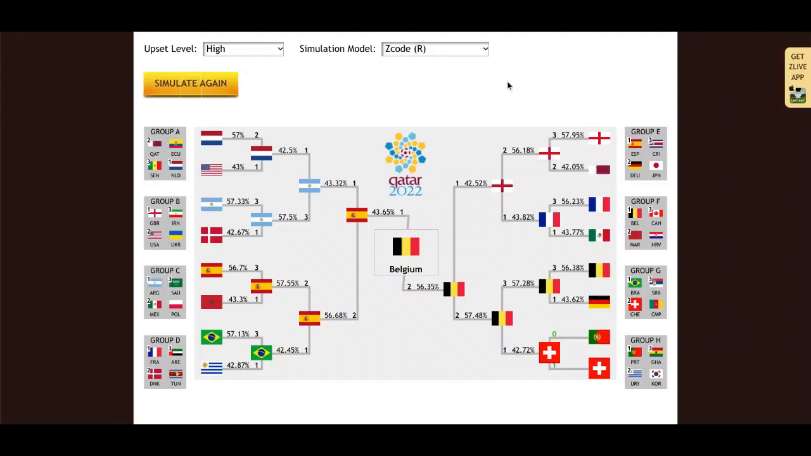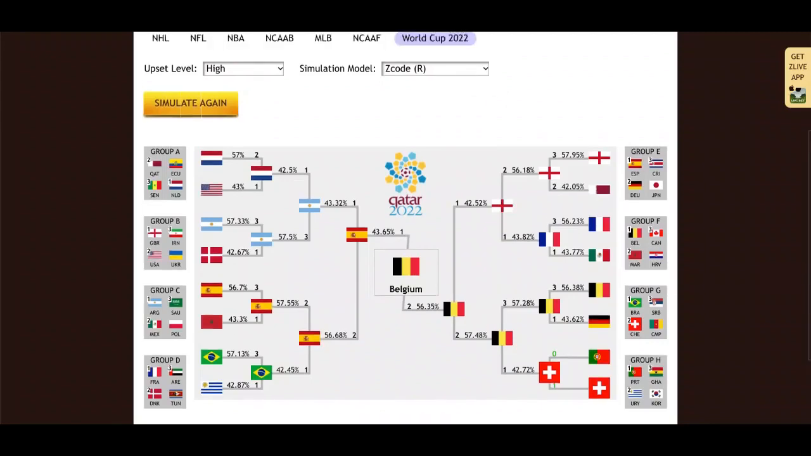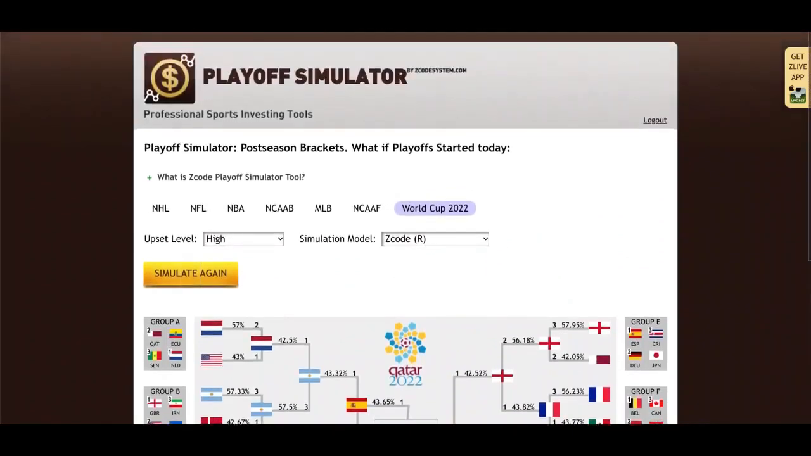Now, as we get closer to the World Cup, will we see some different results from our simulations? Yes, we very well could. And as well, once the tournament starts, we can use the playoff simulator to help us learn more about teams progressing and perhaps going on to win the World Cup. So this is a great tool to use if you are a Zcode System subscriber and user. So definitely something I recommend to use.